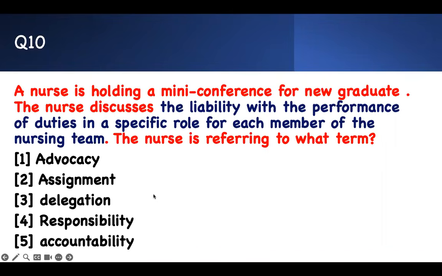A nurse is holding a media conference for a new graduate. The nurse discusses the liability with the performance of duties in a specific role for each member of the nursing team. The nurse is referring to what? Advocacy, basically, you're just advocating for yourself, and the client, especially; the client is number 1.